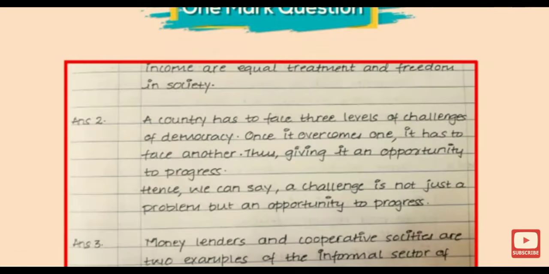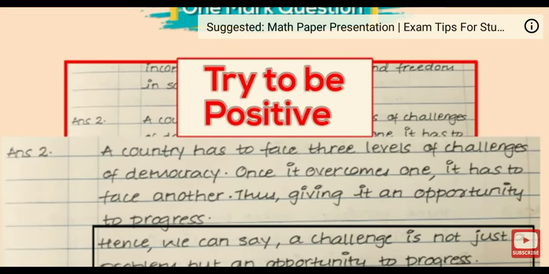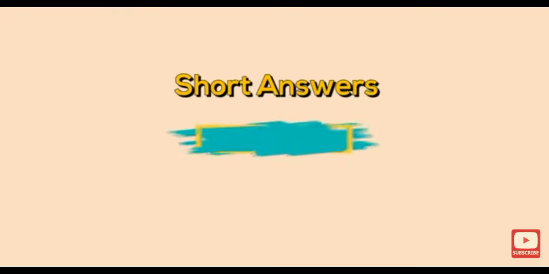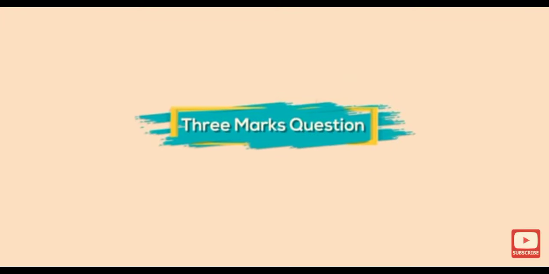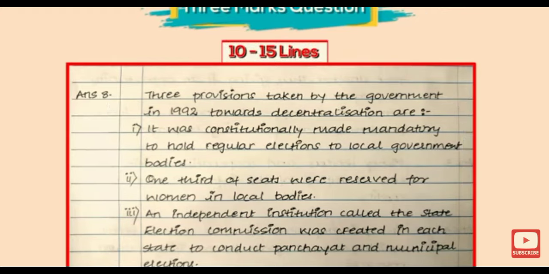For analytical questions, where we are asked to analyze a particular statement, in most cases possible, try to be positive about the statement. Don't elaborate too much on a particular answer. Be very specific. Now, for short answers, the ones asked for 3 marks should be of this length, approximately around 10 to 15 lines. Try answering them point-wise, one after the other.